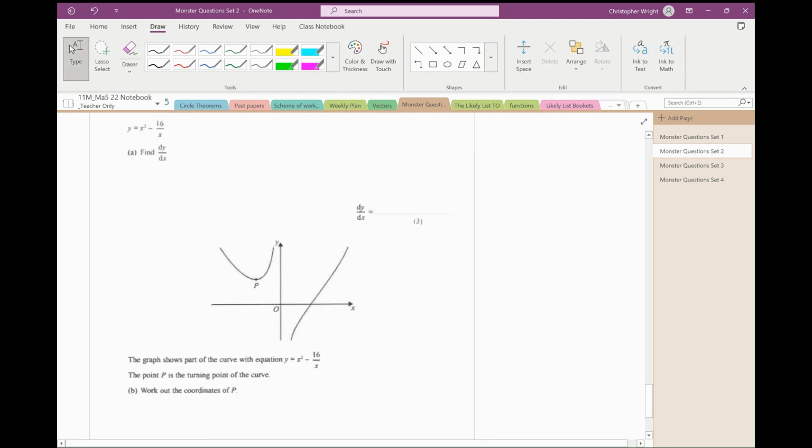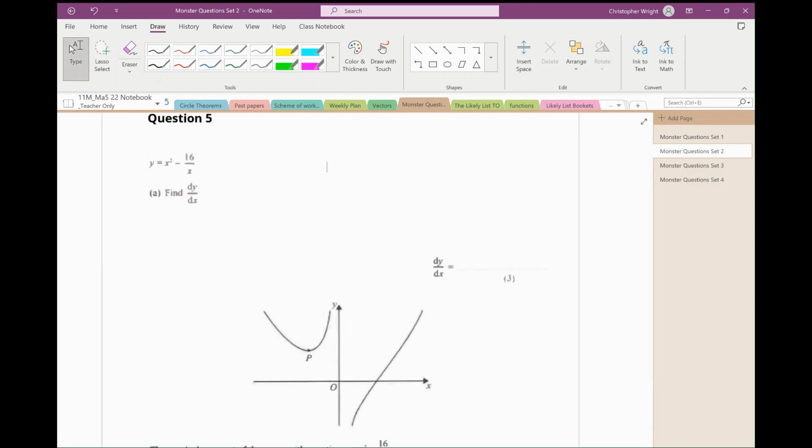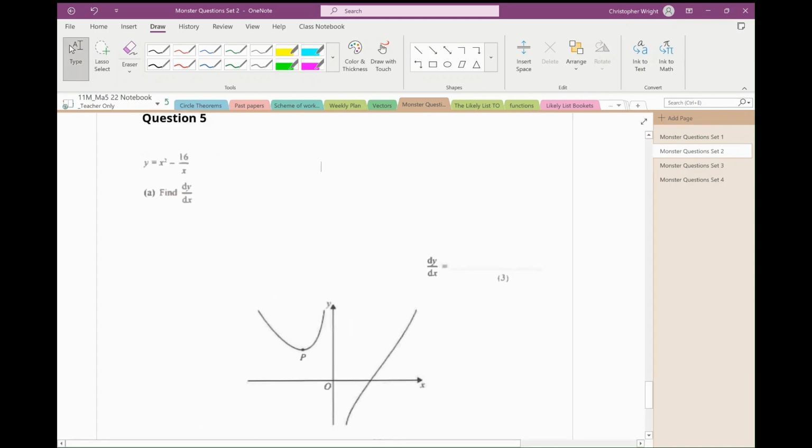And 5. Here is an expression for y. I'm asked to differentiate that with respect to x. So y is x squared minus 16 over x. I'm going to write 16 times x to the power of minus 1. So I'm going to differentiate that now. dy by dx, 2x plus 16x to the power of minus 2. So I'll write that down here, and might make it easier for me later if I write 16 over x squared rather than 16 times x to the power of minus 2.